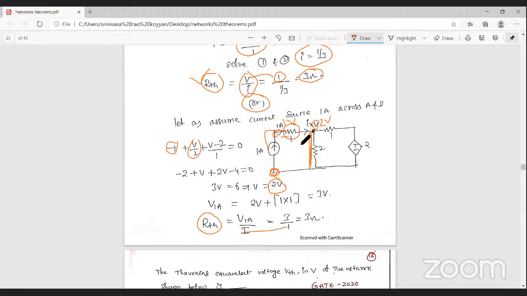That is equal to applying KVL in this loop equation, that is 1 plus 2i, 1 plus 2, that is equal to 3 volts. So the voltage at the current source, 3 volts by current value 1, that is equal to Thevenin's resistance, 3 ohm. Okay, let's check it here.